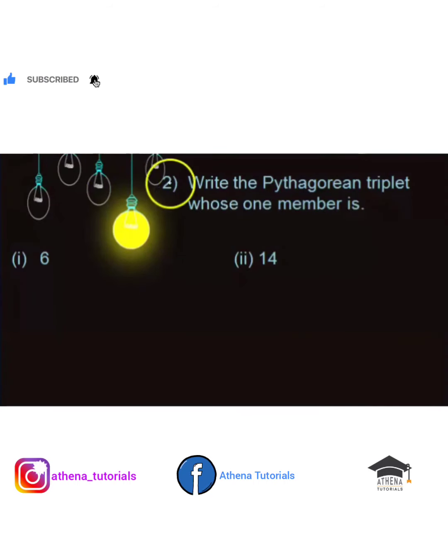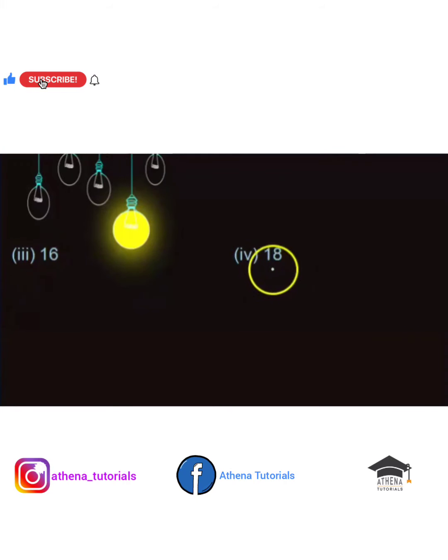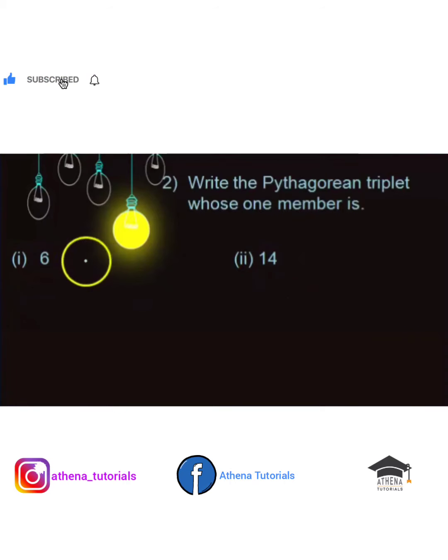The question says, write the Pythagorean triplet whose one member is, first question is 6, second says 14, third one is 16 and 18. They have given one number, and we need to find the other two numbers. The formula I'll write it here, so it will be useful for all the questions: 2m, comma, m square minus 1, and m square plus 1.